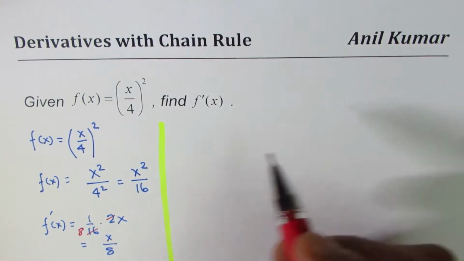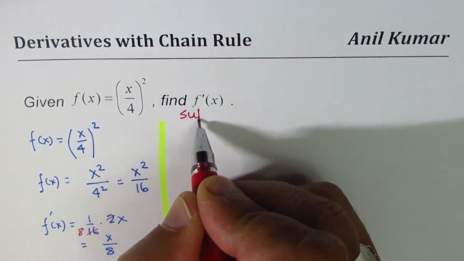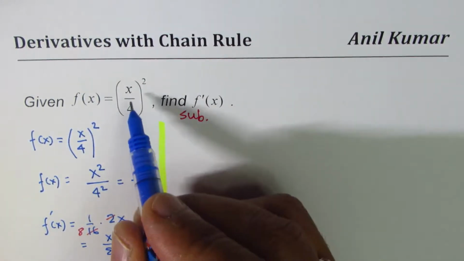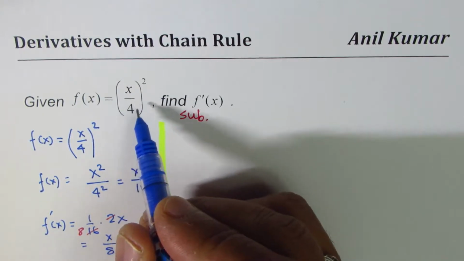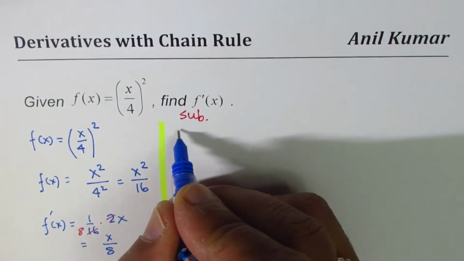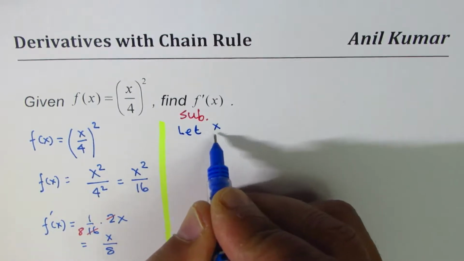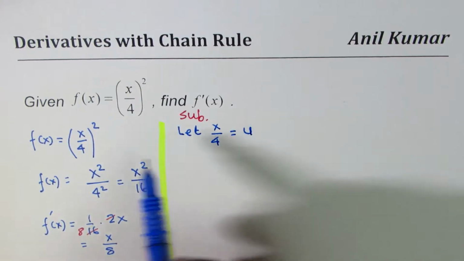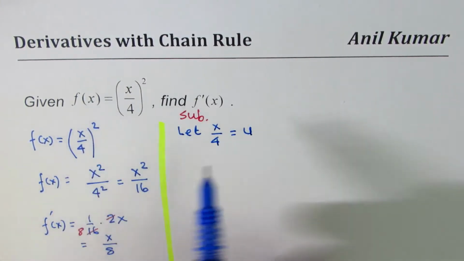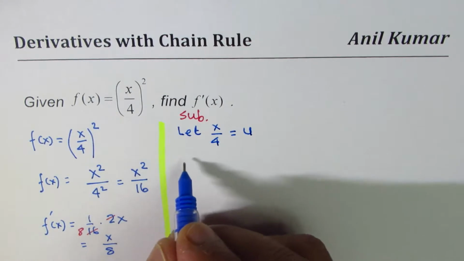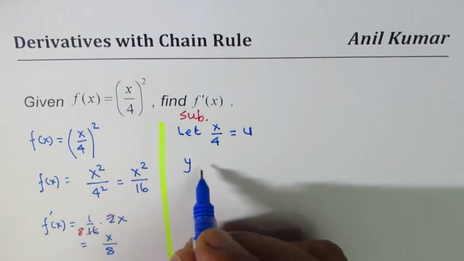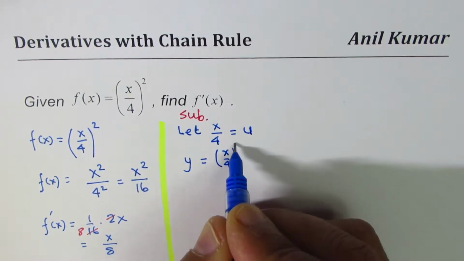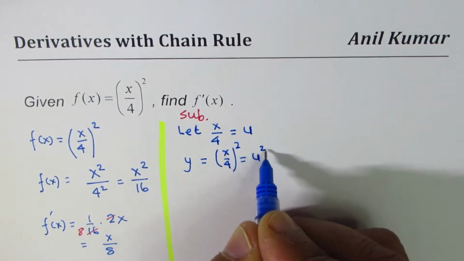We could use the substitution method. What I'll do here is substitute x over 4 as u, for example. So we can select x over 4 equals u. Let me write f of x in terms of y, so we can write y equals, instead of (x over 4) whole squared, u squared. Do you see that?